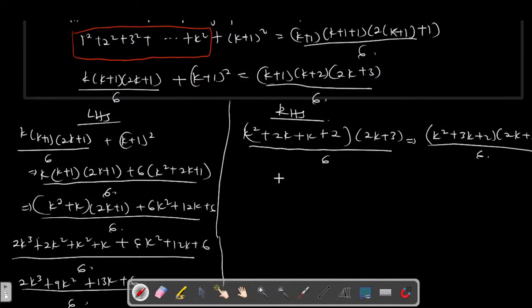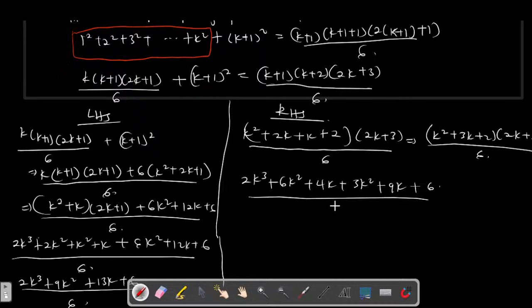Now let me finally expand this. 2k is multiplying everything here. So let's observe closely. 2k times k squared, I'm going to have 2k cubed plus 2k times this, 6k squared, 2k plus 2 times 2 is plus 4k. Then plus 3 times k squared is 3k squared, 3k squared plus 9k plus 6 all over 6. This gives me 2k cubed. I have 6k squared, plus 3k squared is 9k squared, 4k plus 9k, that is 13k plus 6 all over 6.